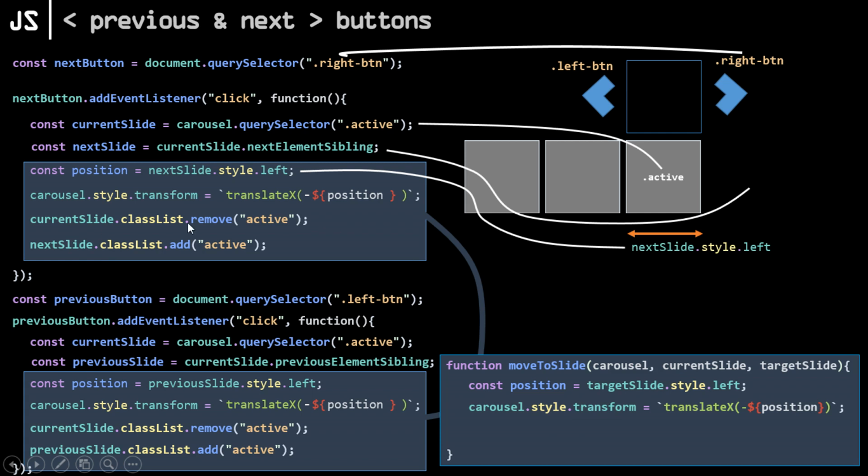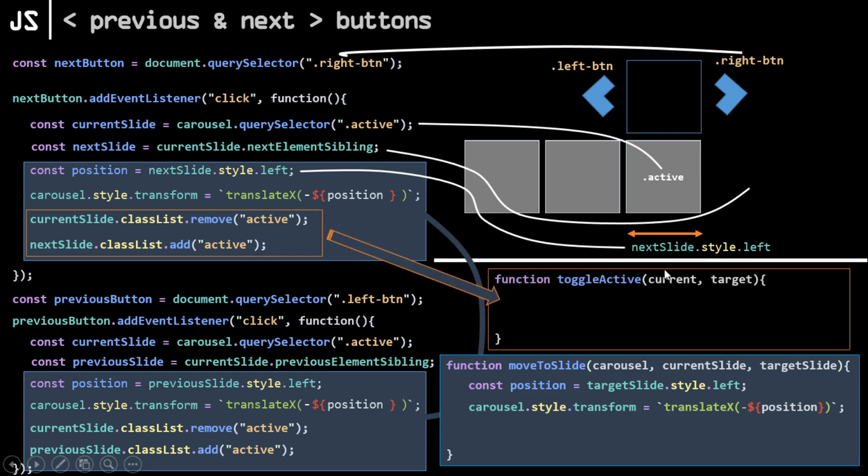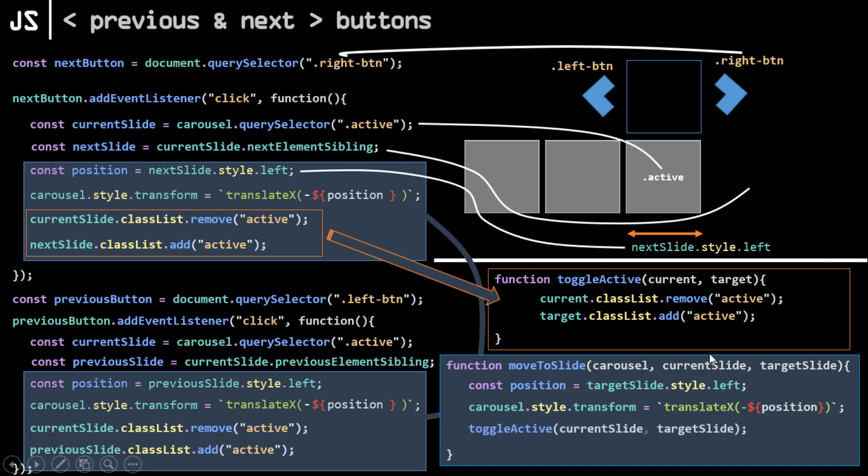And now for toggling the active class from the current slide to the next slide or to the previous slide, looks like we need a function for that. So a function that will do the job of toggling. So I'm gonna go and create a function called toggle active from the current slide to the target slide. I'm gonna go and say current, our parameter, current class list, remove the active class, and then target class list, add the active class. And here I will simply say toggle active the current slide here and target slide. So let's now update this code here.